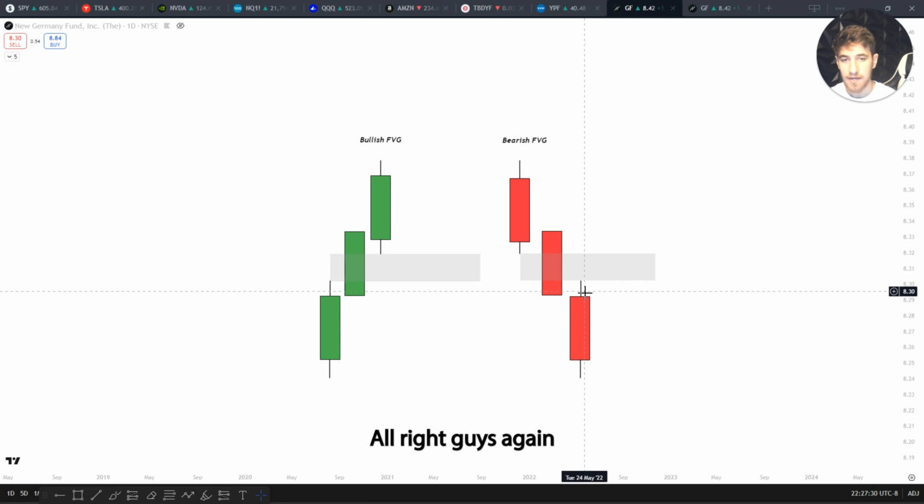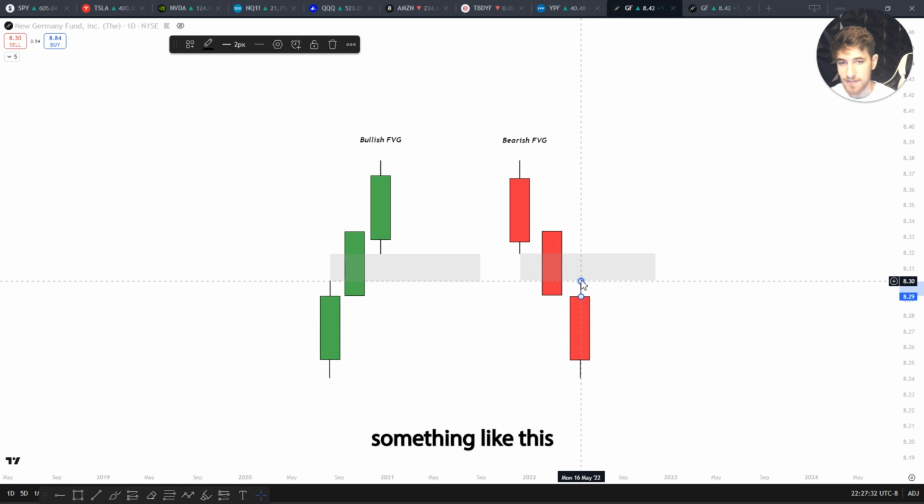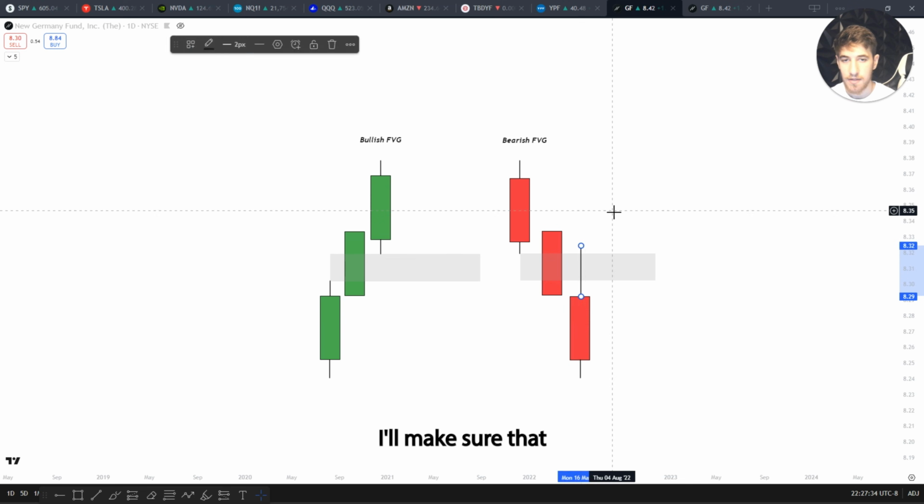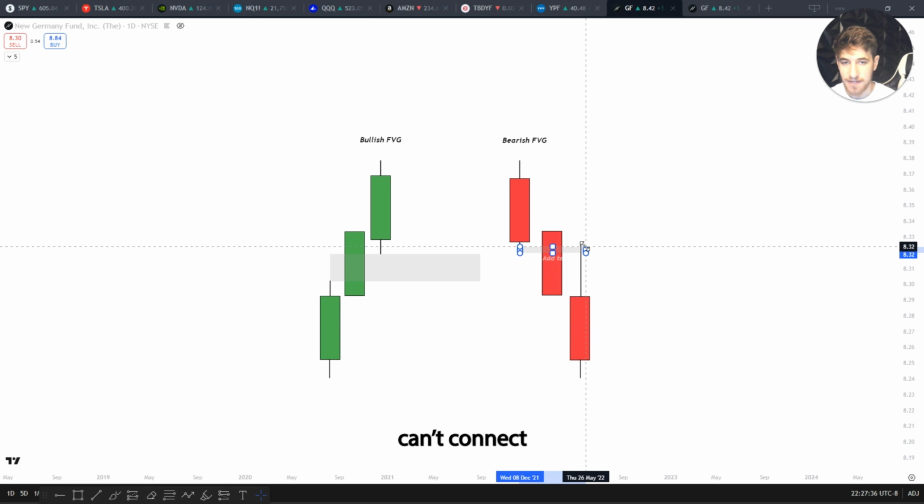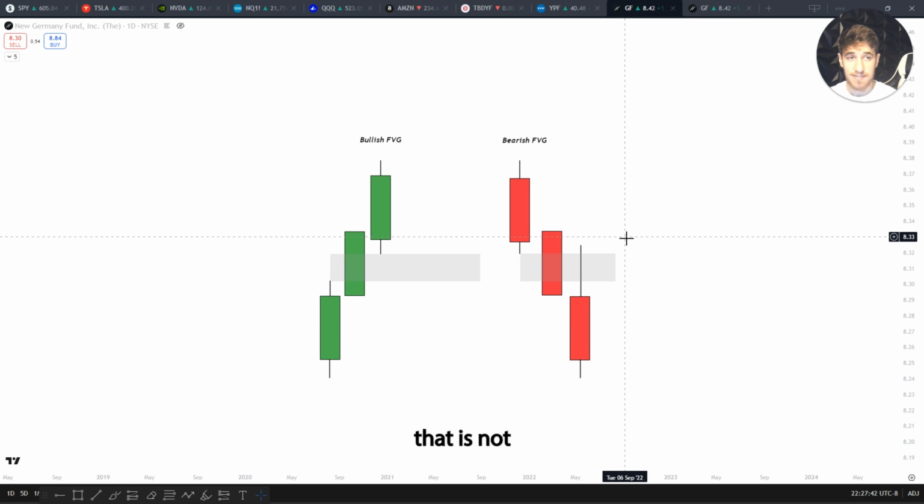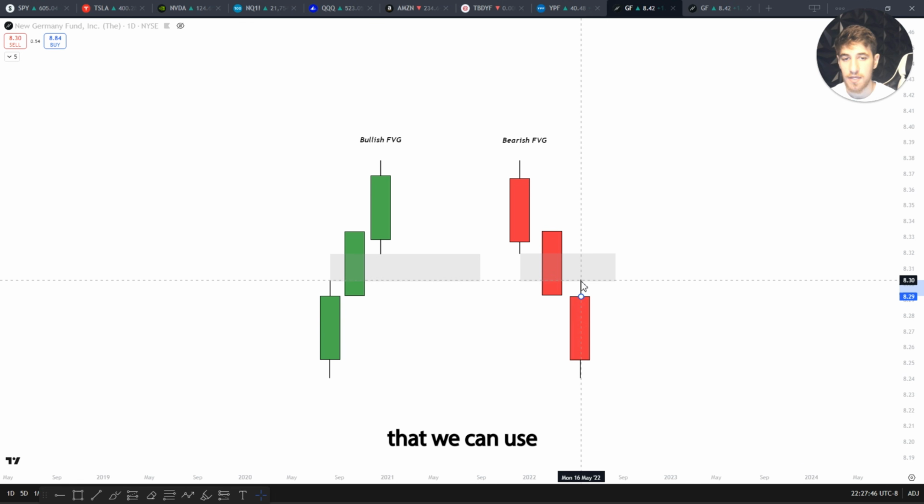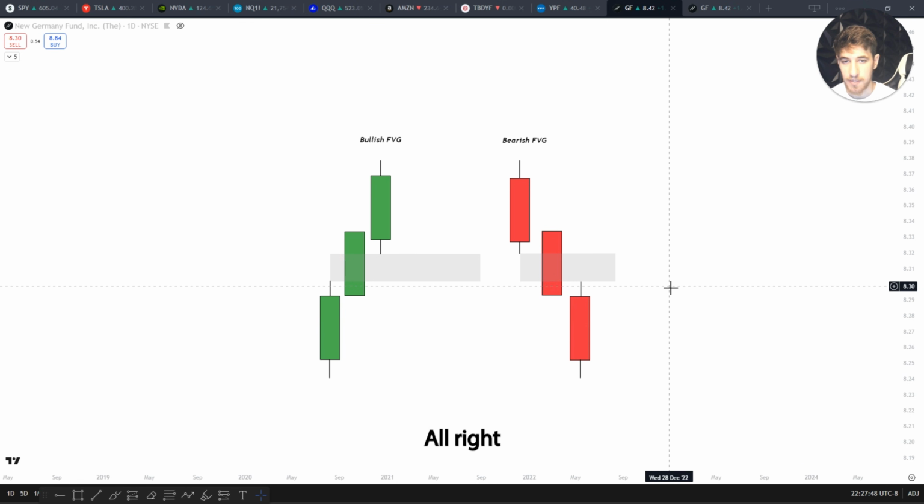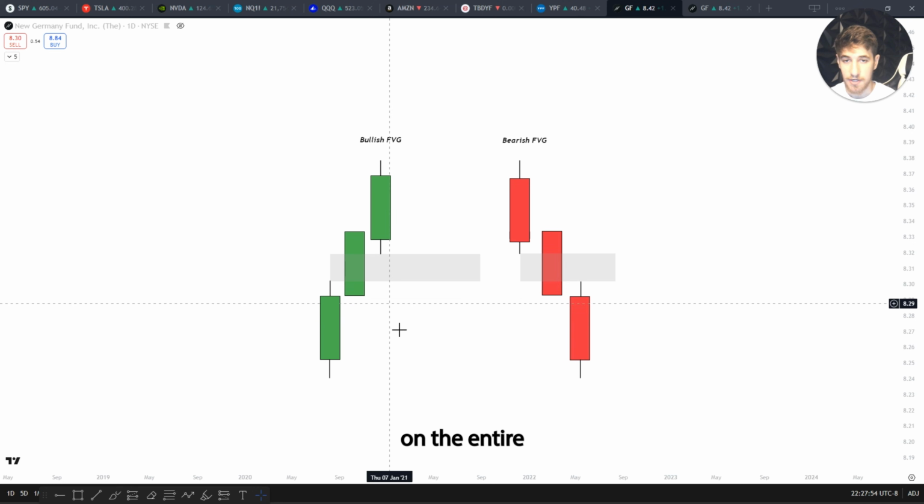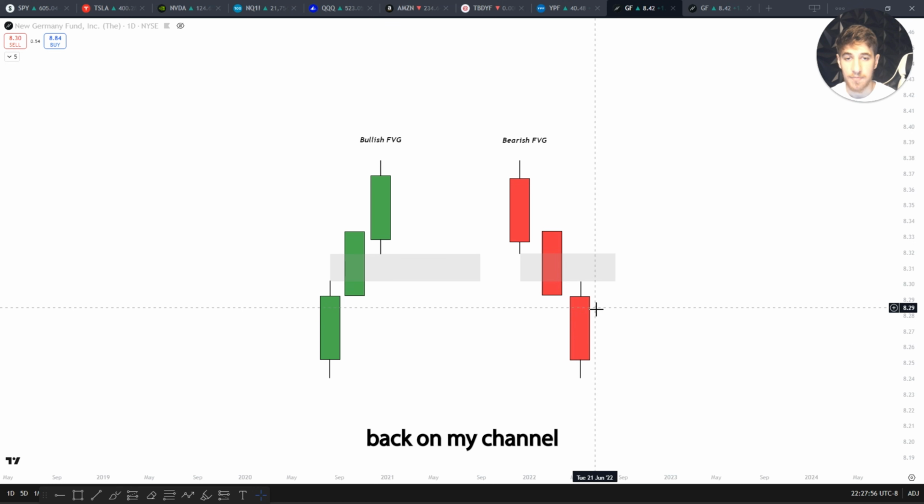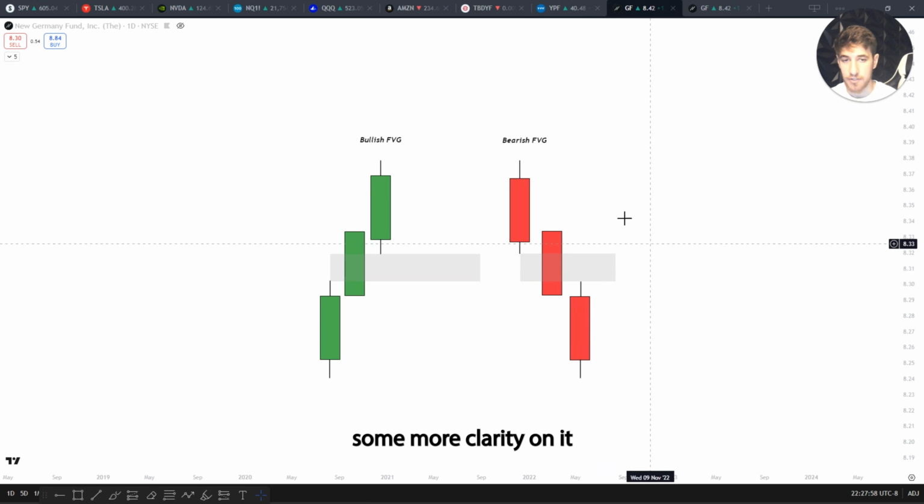All right, guys. Again, if we have something like this where the candles can't connect because this low and the high are way too far away from each other, that is not going to be a fair value gap. It has to be a space between them that we can use for our entries. All right. If you guys are a little bit confused on fair value gaps, I have a full 5 to 10 minute video on the entire concept itself, so you guys can go back on my channel and watch that if you want some more clarity on it, right?